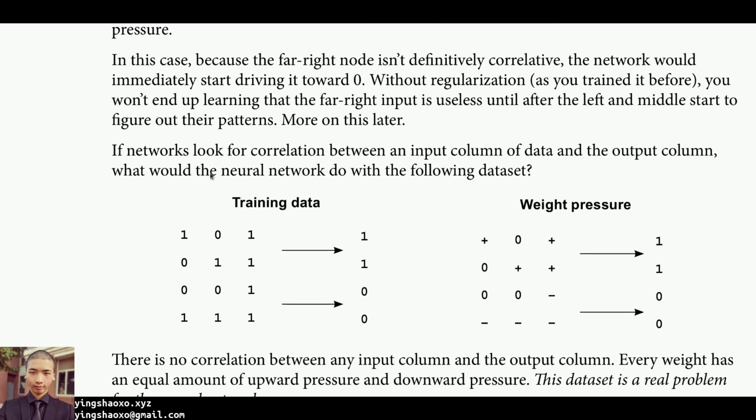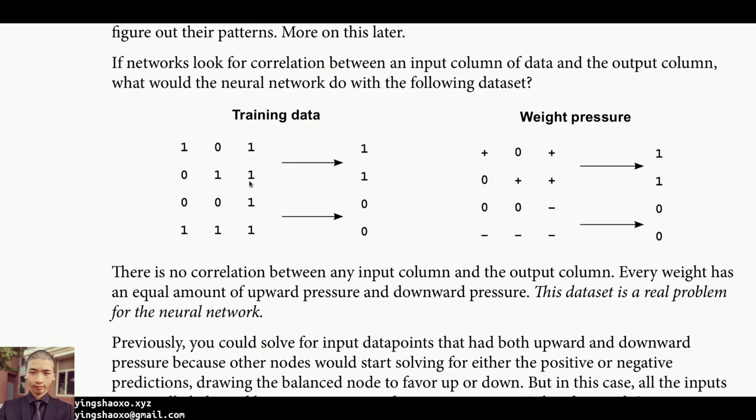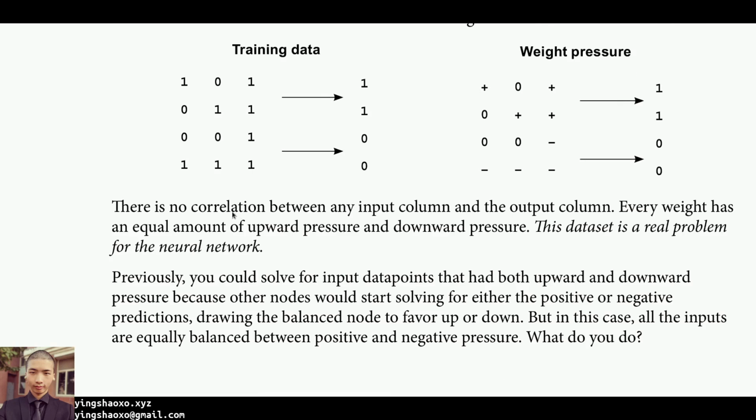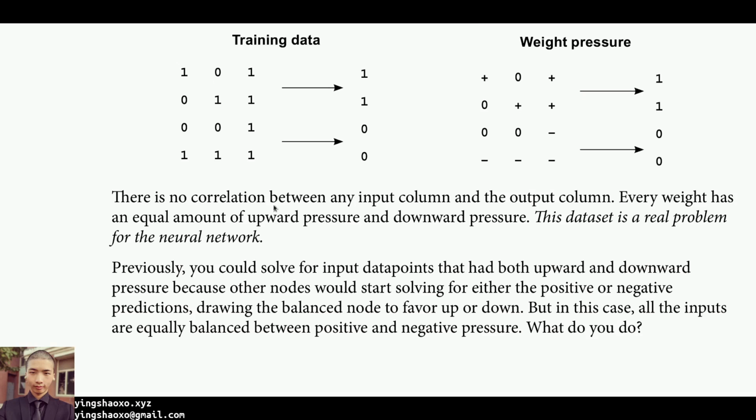More on this later. If networks look for correlation between an input column of data and the output column, what would the neural network do with the following dataset? There is no correlation between any input column and the output column. Every weight has an equal amount of upward pressure and downward pressure. This dataset is a real problem for the neural network.